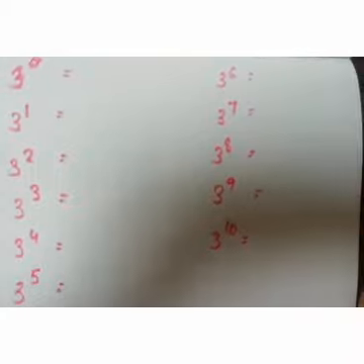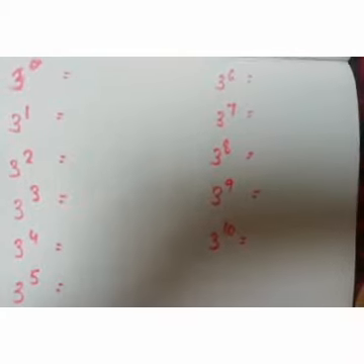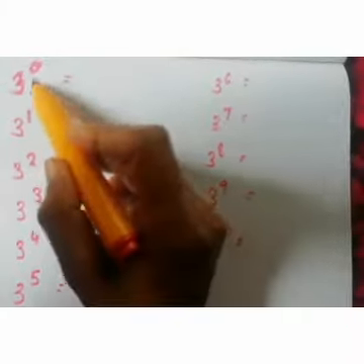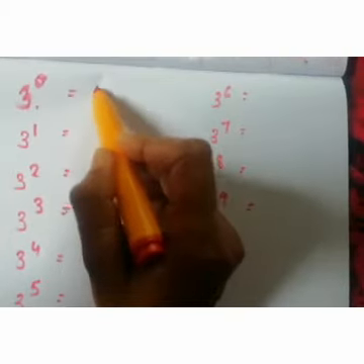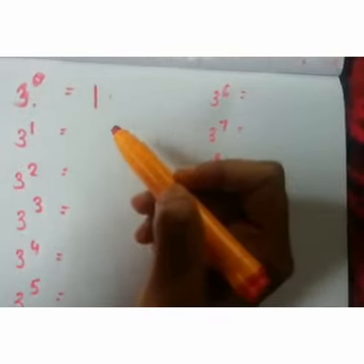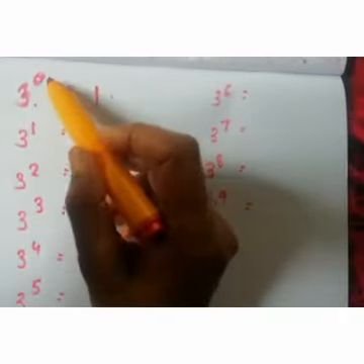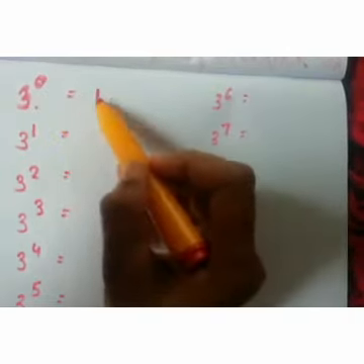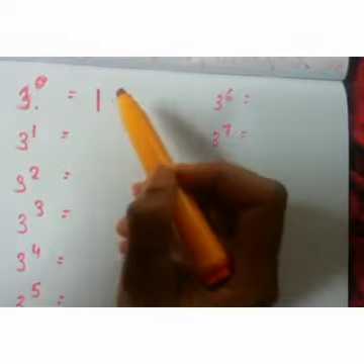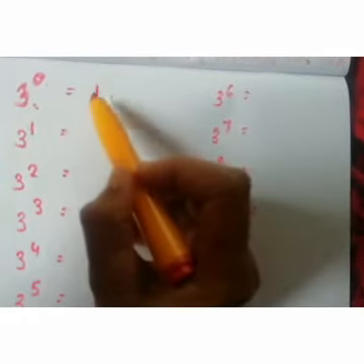Next, we want to make a table of powers of 3. 3 raised to 0 means 1 itself. Any number raised to 0 should be 1. If 2 raised to 0 is 1, 1 raised to 0 is 1, 5 raised to 0 is 1. Any number raised to 0 is 1.